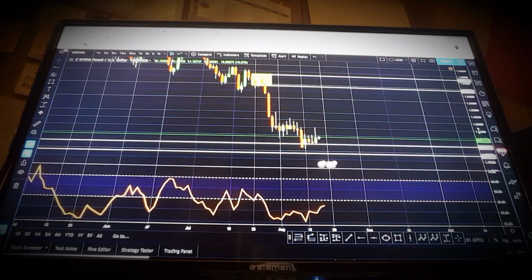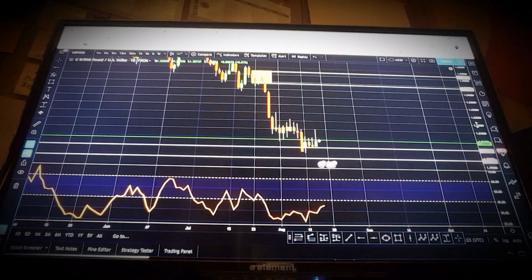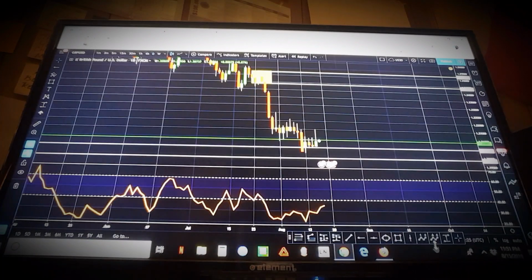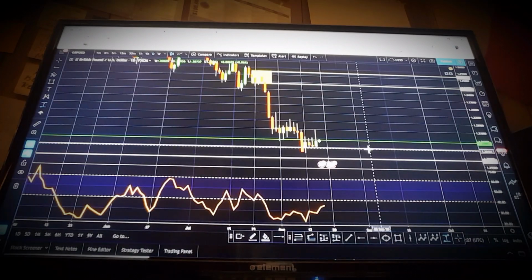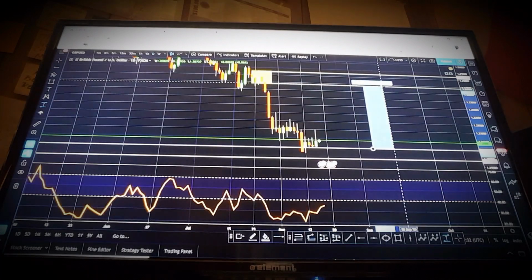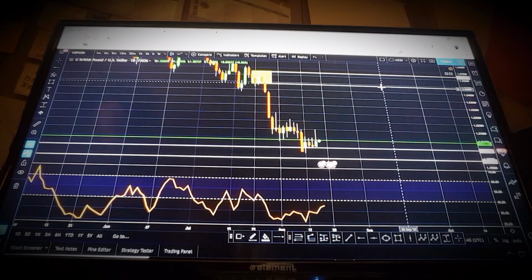So now we have a range we can focus on. What is the range? Let's see. What's the range? Holy shit. It says 394. That's a beautiful range.